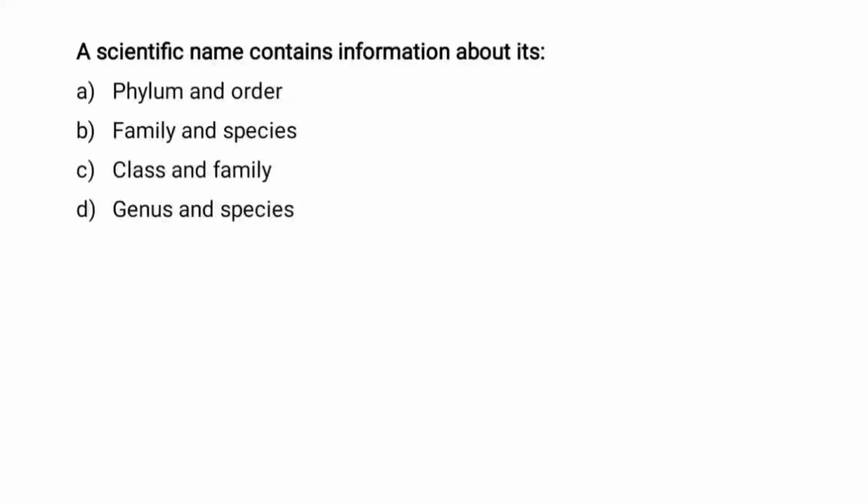Next question is, a scientific name contains information about this. In taxonomy, binomial nomenclature, also called the two-naming system, is a formal system of naming species of living things by giving each a name composed of two parts, both of which use Latin grammatical forms. The first part is the name of the genus followed by the name of the species, in italics or underlined. So our correct option will be option D.